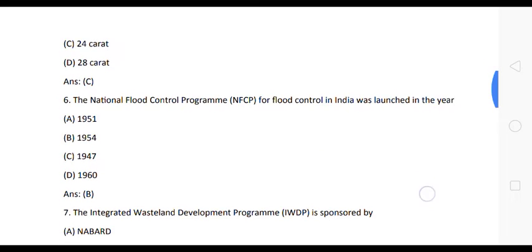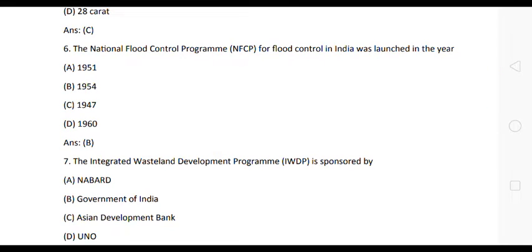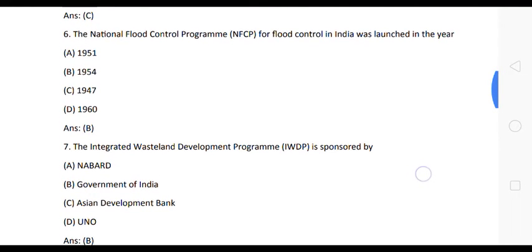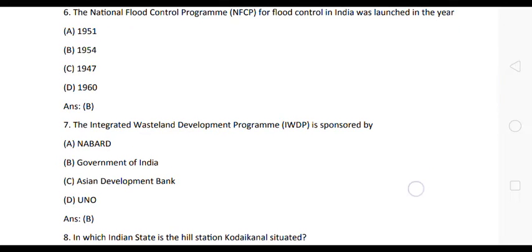The next question is: the National Program for Flood Control in India was launched in the year? The options are 1951, 1954, 1947, 1960. The correct answer is option B, 1954. Keep in mind.